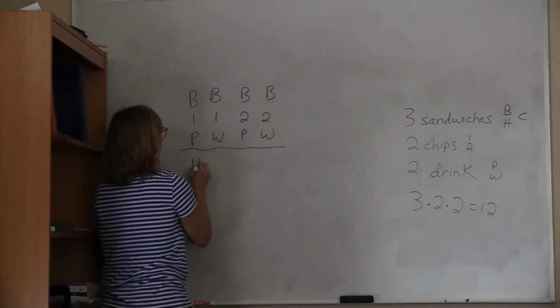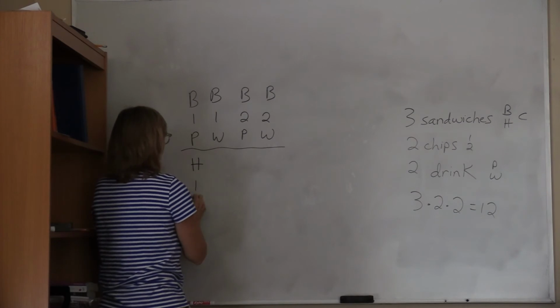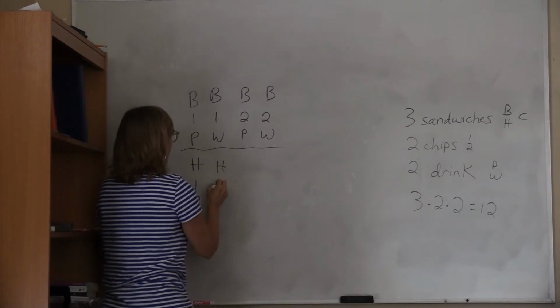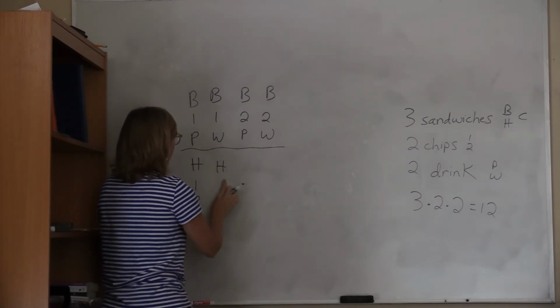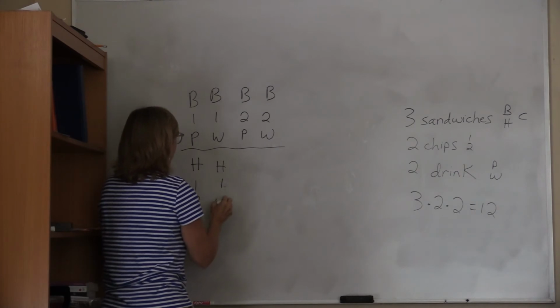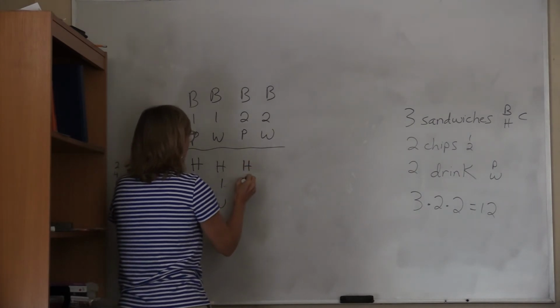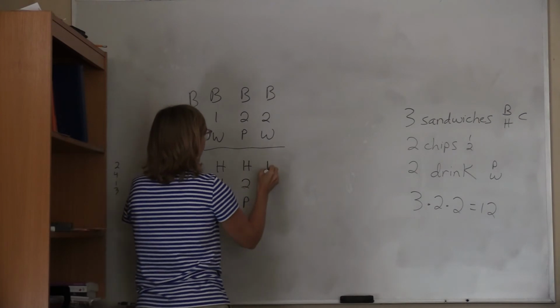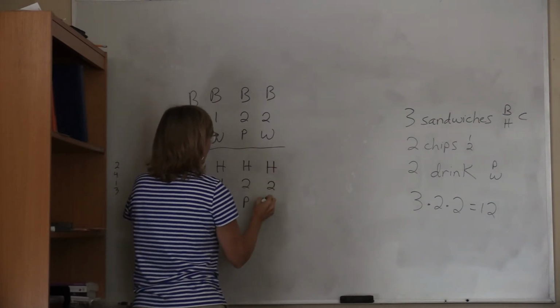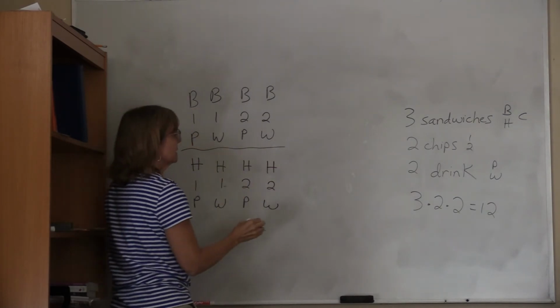I can do the same thing there with ham. I could have ham, chip 1, and pop. I could have ham, chip 1, and water. I could have ham, chip 2, and pop. I could have ham, chip 2, and water. So 4 more choices, right?